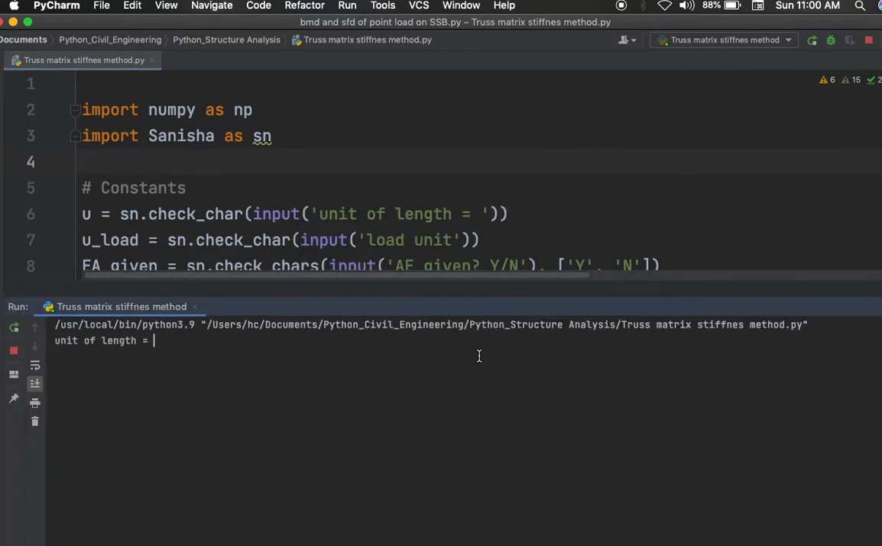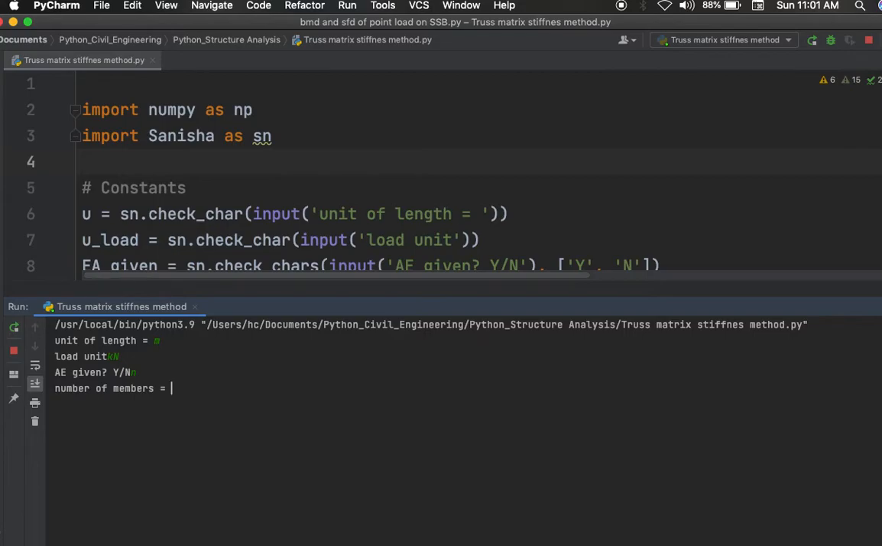So let me run this program. The first input you have to put here is the unit of length. What is the length unit? Meter. Load unit, that is kilonewton. All these things are given in the problem statement. Is AE given? AE is not given. A is the area, E is the value of the elastic modulus. It is not given in the problem statement, so I will say no.